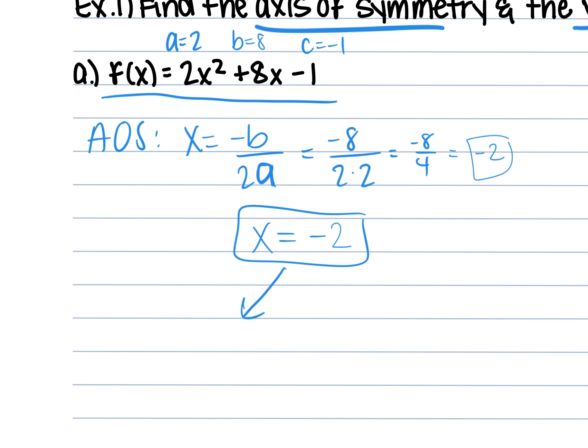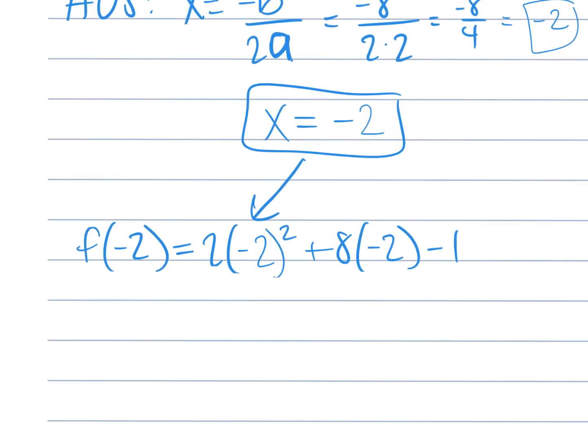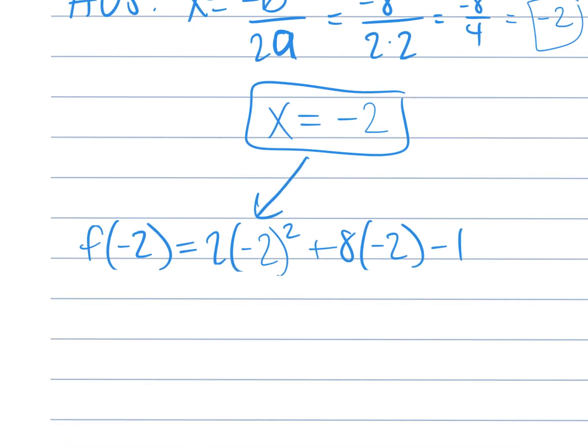So watch, we're going to take this negative 2, and we're going to plug it in for x in our original function. So we're going to say f of negative 2 equals 2 times what? Negative 2 squared plus 8 times negative 2 minus 1. There is a lot going on, but it gets really simple once we start to use our order of operations.